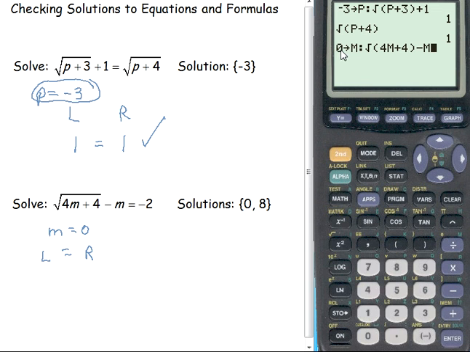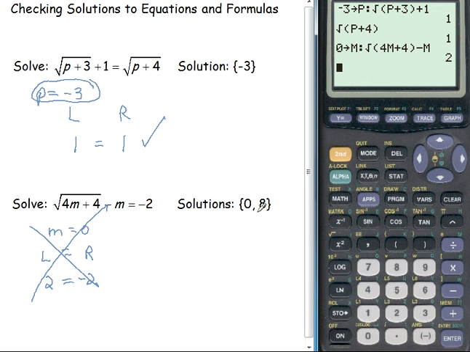Double check what we have. We stored 0 for M, and we put in the square root of 4M plus 4, and then we subtracted M. And we hit enter, and we get 2. So the right side is -2, and the left side is 2. This does not check.